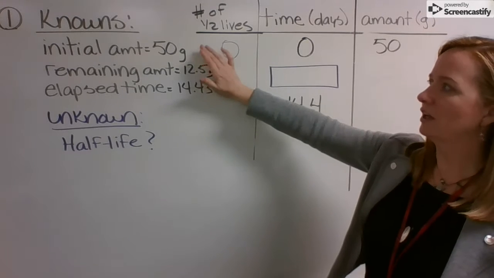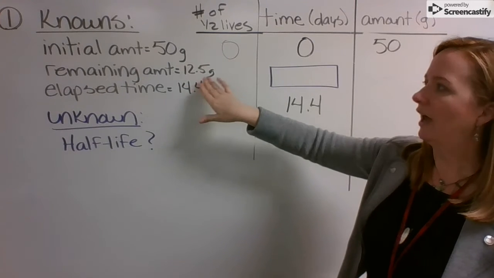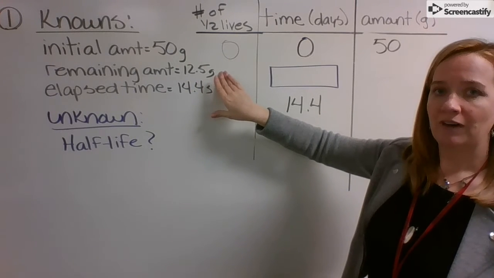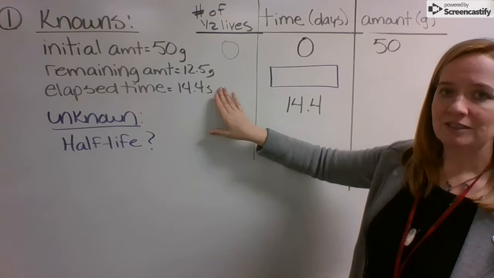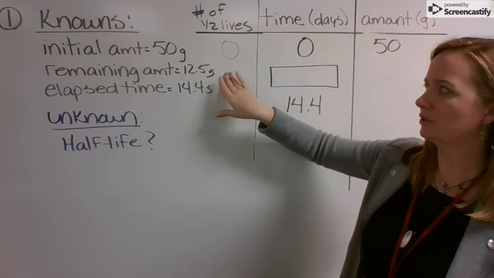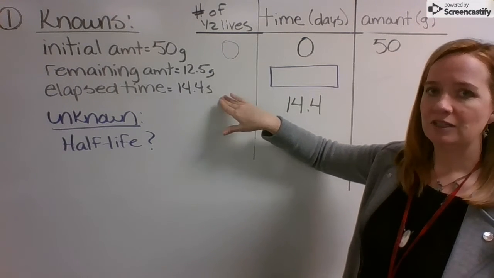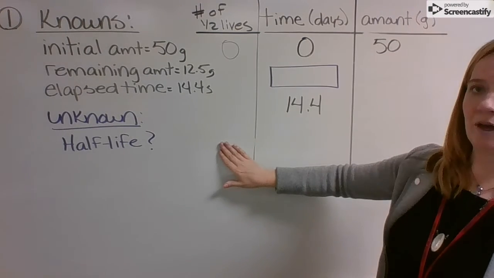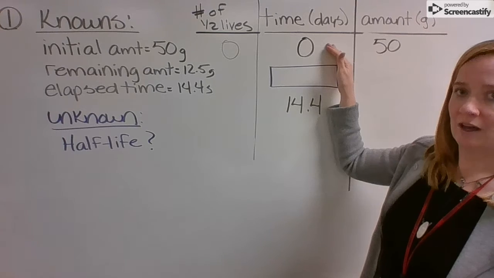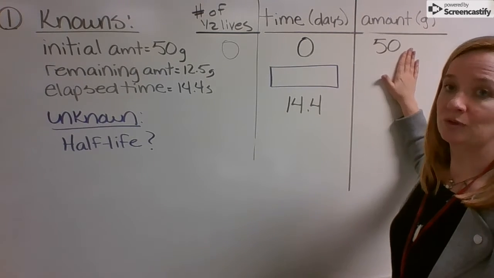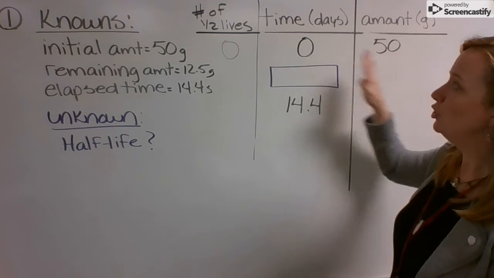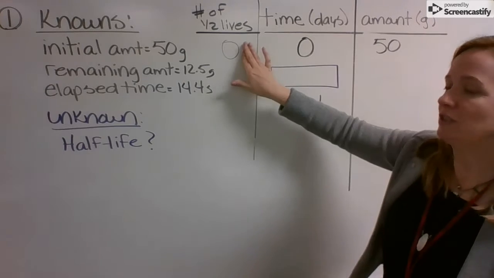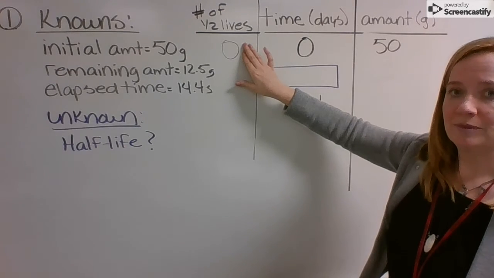So my knowns, I have 50 grams. I have a remaining gram of 12.5. And my elapsed time to go from 50 grams to 12.5 grams is 14.4. So here's my chart. How many half-lives have gone by? What time has gone by? And my initial sample. So at 50 grams, no time has gone by. That means no half-lives have elapsed.